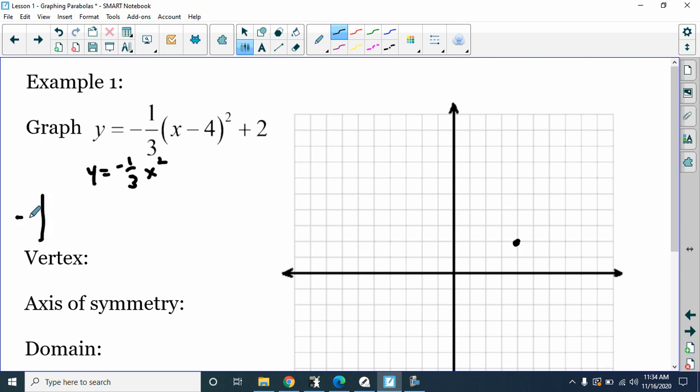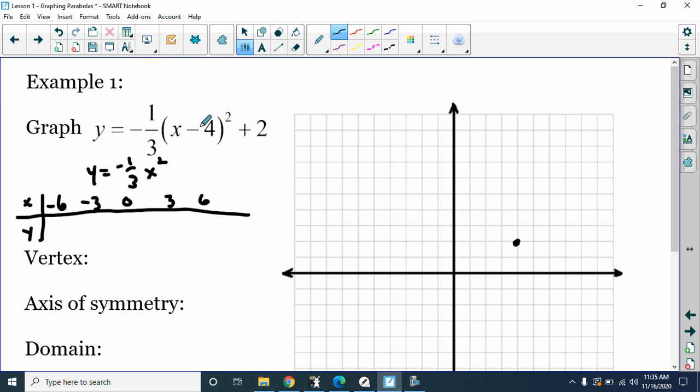We're going to make an xy chart, and we are making the xy chart for the parent function. Usually we plug in -2, -1, 0, 1, 2, but because I'm multiplying by 1/3, we want our x values to be multiples of 3 so that y values come out even without fractions in there. So I'm going to go -6, -3, 0, 3, 6. It's just going to be easier to plug in. You could plug in -2, -1, 0, 1, 2. Your graph's just not going to look as good. It's going to be more difficult to get the correct y values.